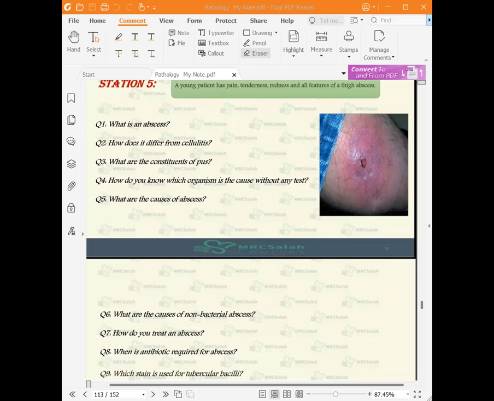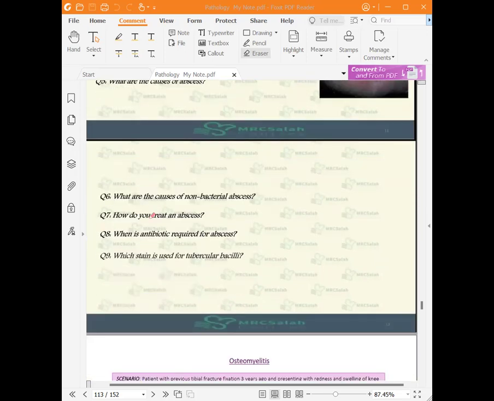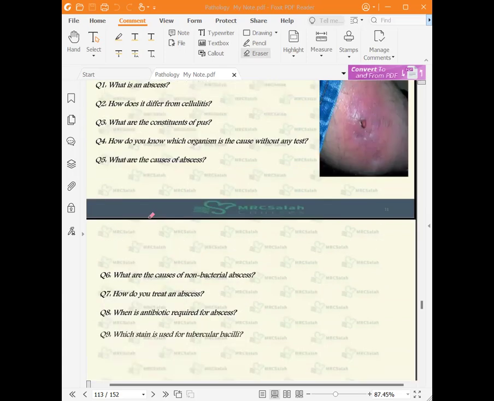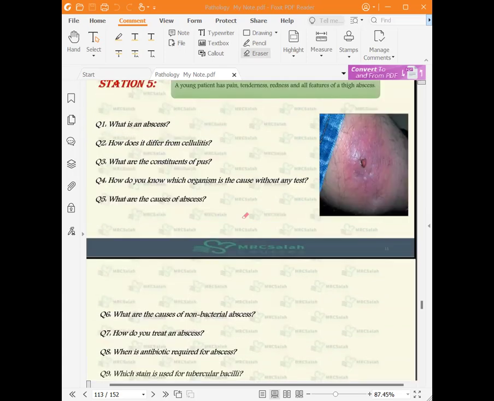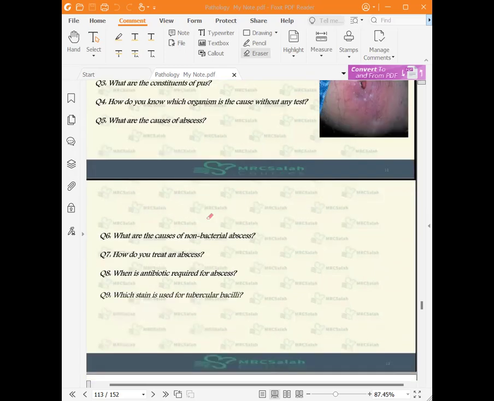There is something else. Where is the antibiotic, which is missing? There is something else missing. What is the cause of bacteria? How to treat? Yeah, how to treat? How do you treat an abscess?